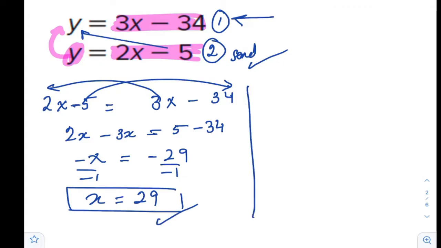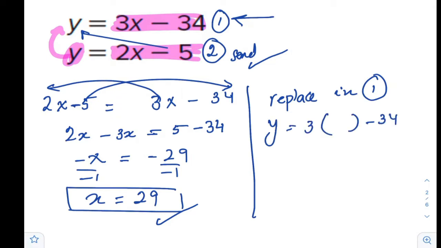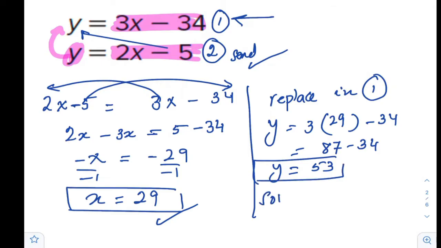Replace in any now. It doesn't matter, equation 1 or 2. I will replace in 1. Y is 3 times x minus 34. X will be replaced by 29. 3 by 29 is 87. 87 minus 34 is 53. So your solution, you have one solution, ordered pair 29, 53.